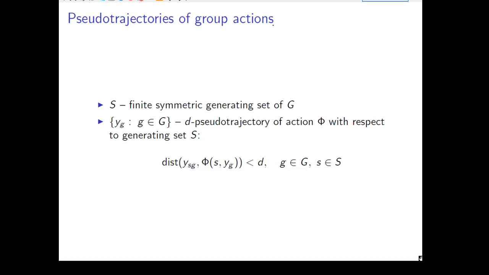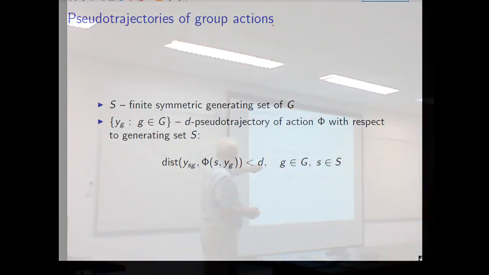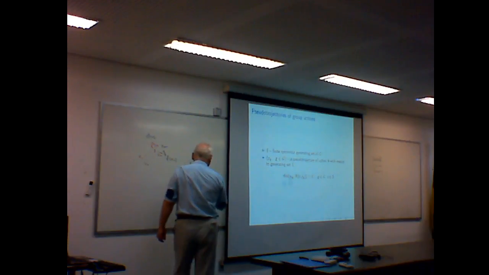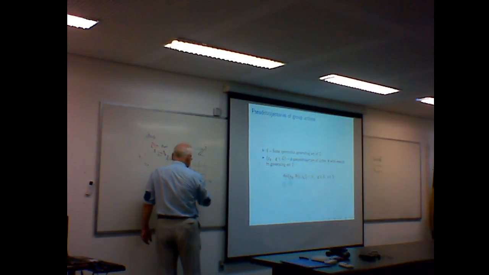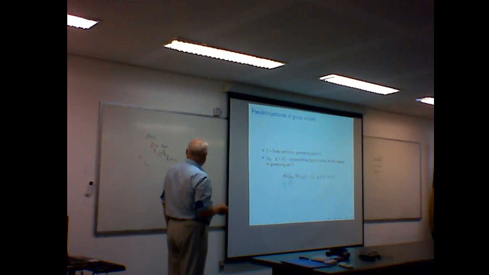So if I take the simplest non-trivial case, the integer lattice on the plane, it is natural to take as a generating set the actions which are given by these two and by these two elements of the group.